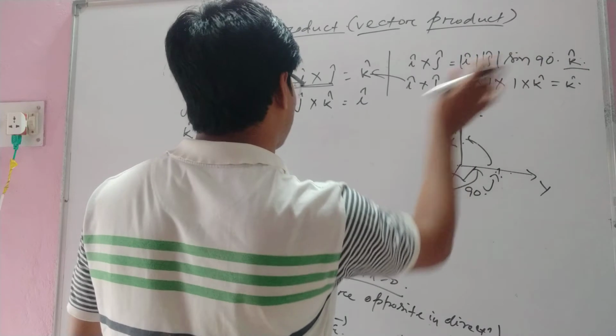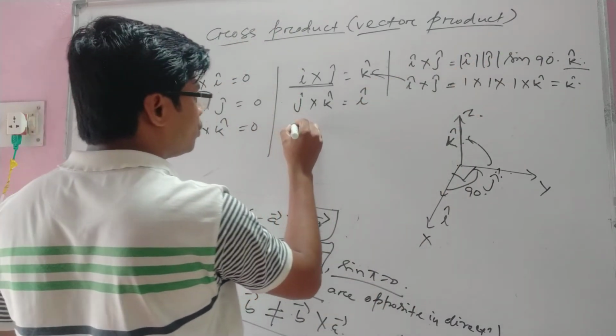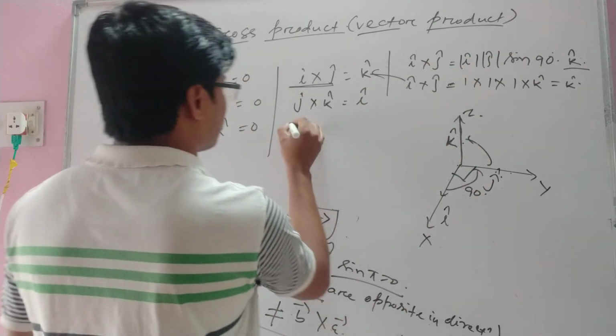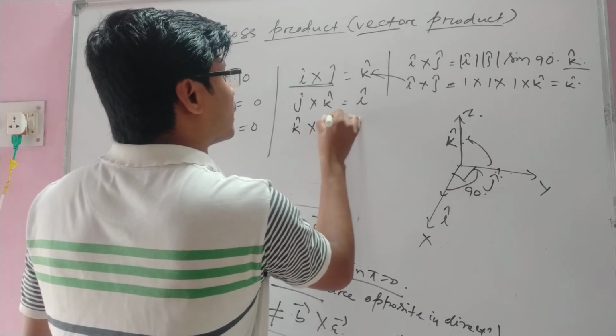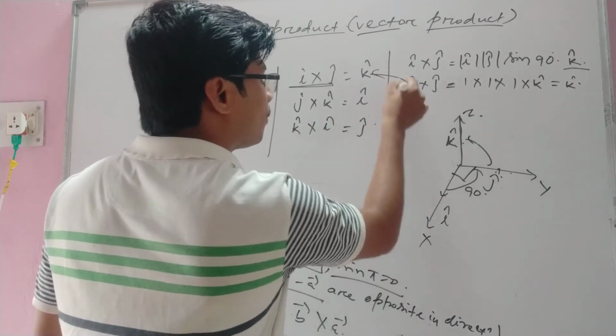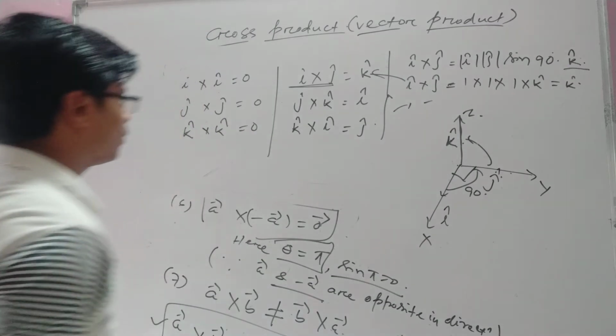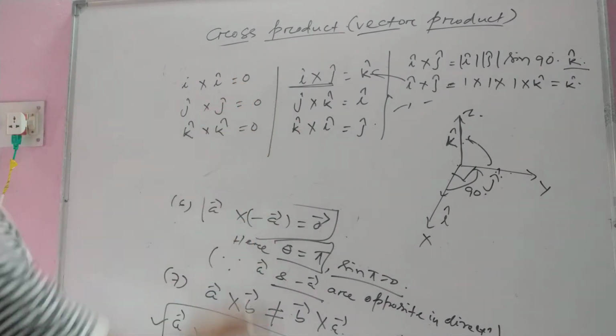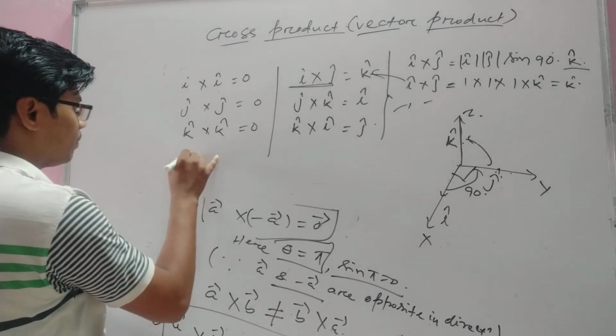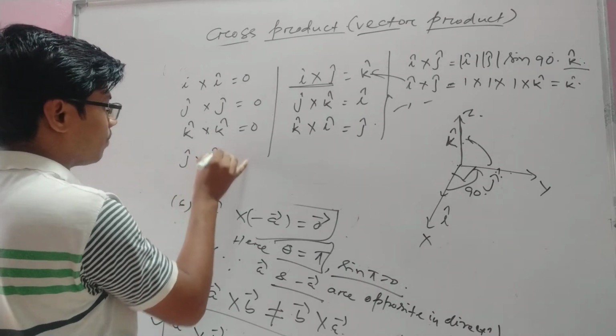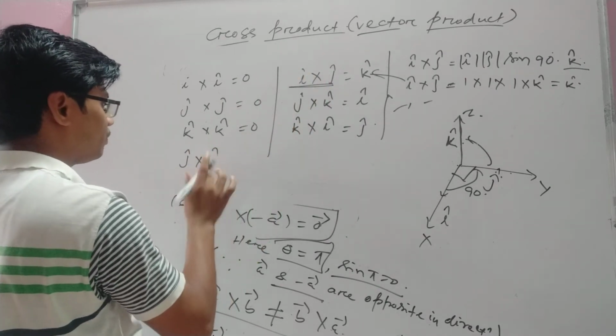From this we can prove it, do it yourself. Similarly, k cap cross i cap is equal to j cap. Same process, we get it, prove it. Okay, what will be the reverse order? j cross k, j cross i, sorry.